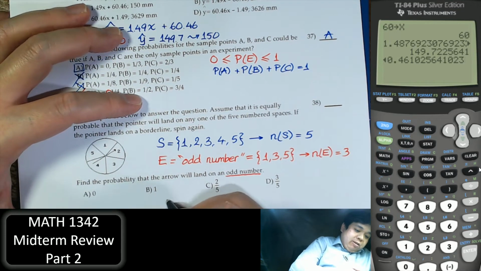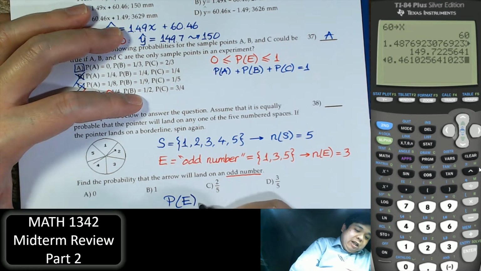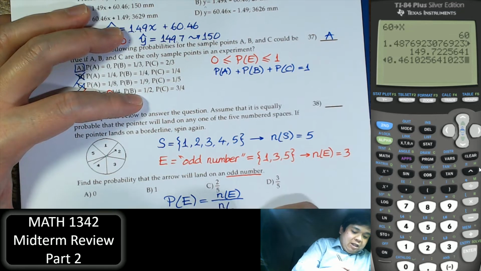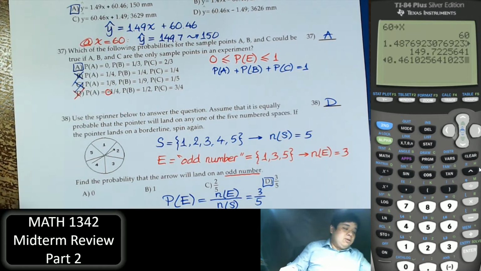And fundamental probability, we just count how many we have in the set E divided by how many we have in the set S. So there are 3 out of 5. So that's the basic probability.